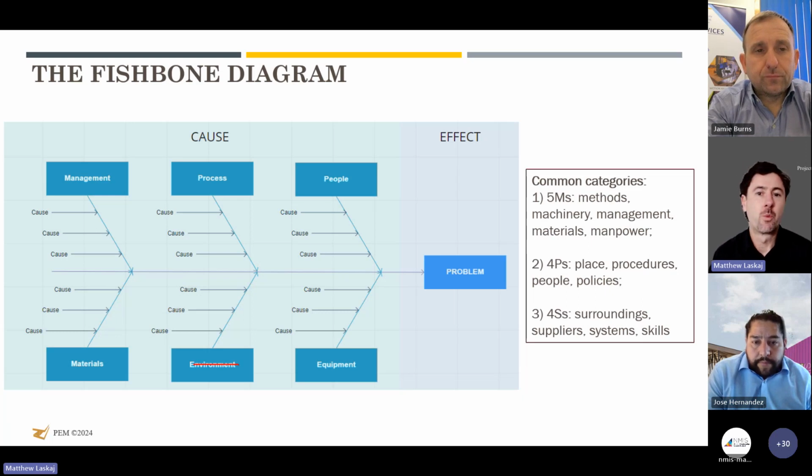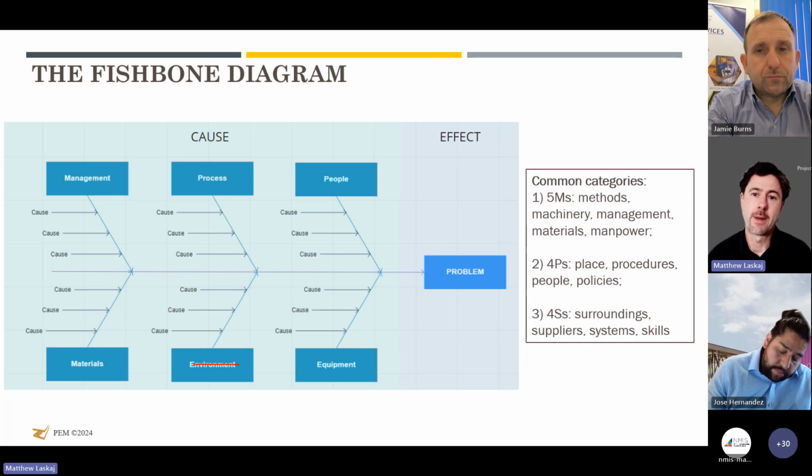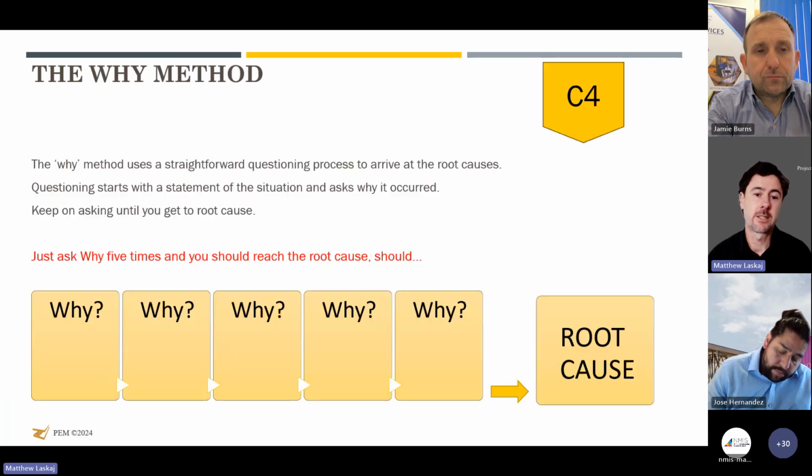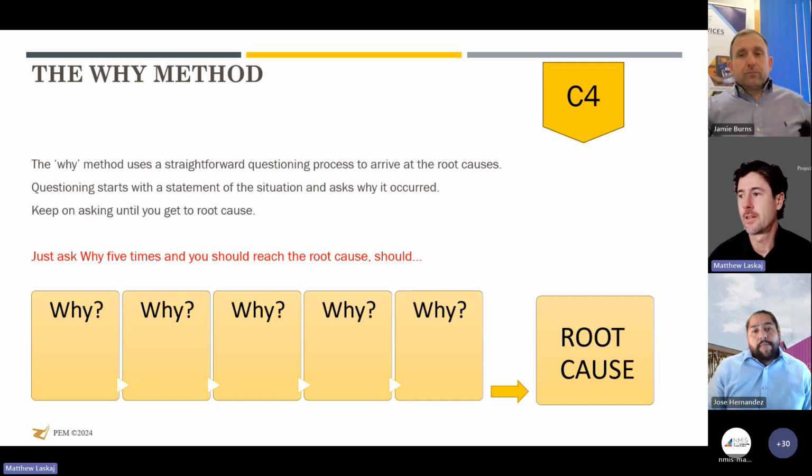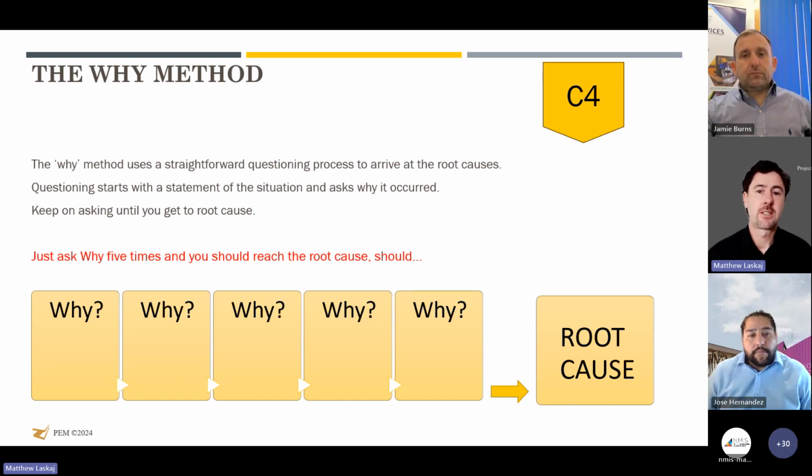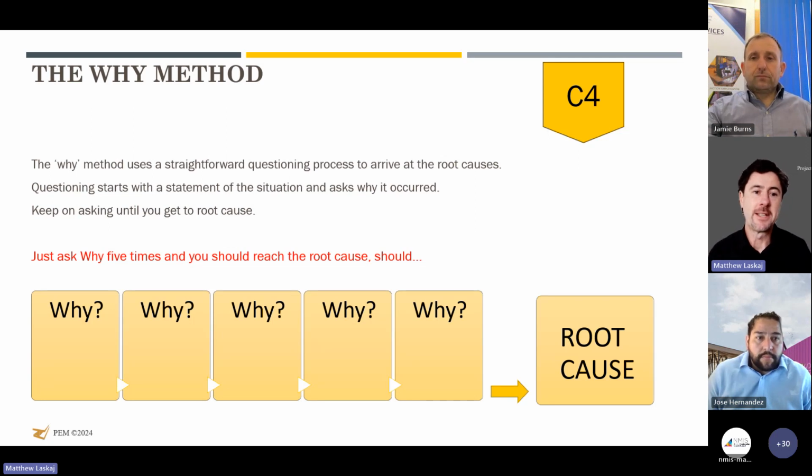But it doesn't really tell us which one of those is the root cause. It tells us what are possibilities of the root cause. So this is where we can maybe bring in other methods from our analysis. And the other one I had circled was called the why method, which is C4 in that standard. And it just gets us to ask why. 5 whys is a common one.